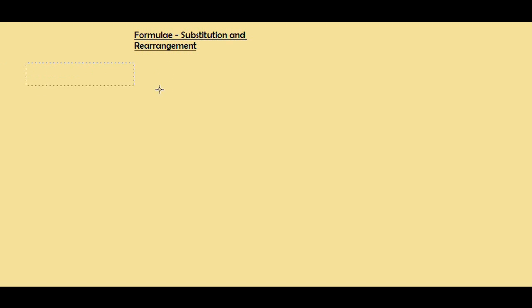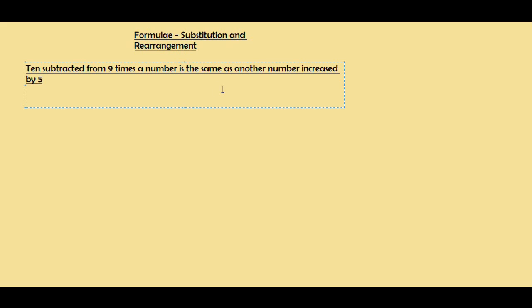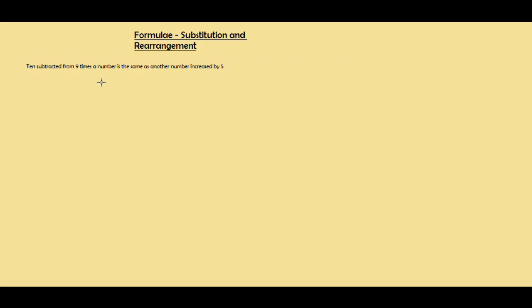So for instance, if we had something along these lines, it says 10 subtracted from 9 times a number is the same as another number increased by 5. So there's lots of words going on here. Just take a second to try and take in what this is saying.